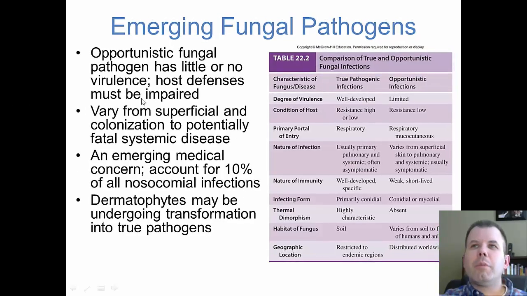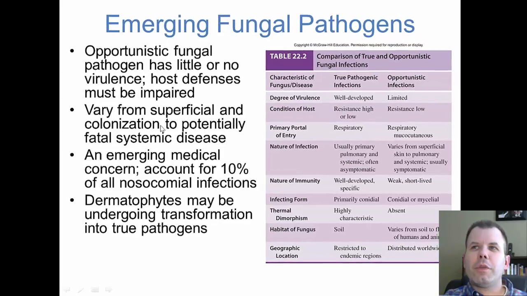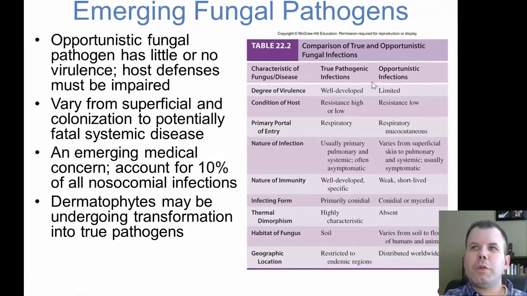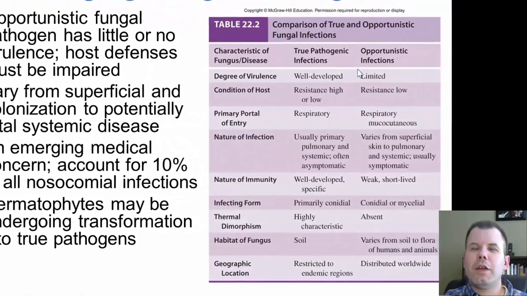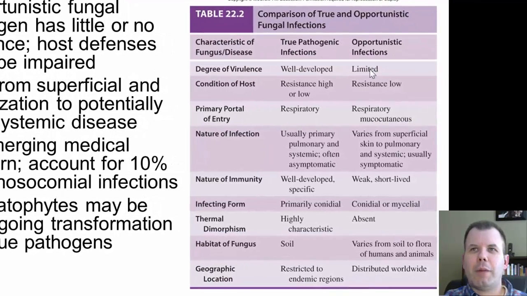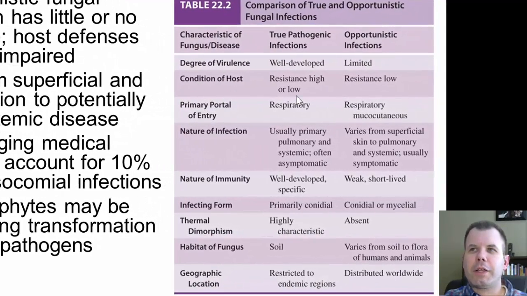All right, and again, emerging fungal pathogens, these are some of the newer ones. And again, the difference between the true and the opportunistic: true can affect anyone, opportunistic only infects those that have an opportunity to be infected. And again, degree of virulence: true pathogens are going to be well developed because they can affect both healthy and non-healthy, whereas opportunistic are going to be limited to those that have a weakened immune system. Condition of the host, again, resistance high or low. Only in the opportunistic, resistance is going to be low.